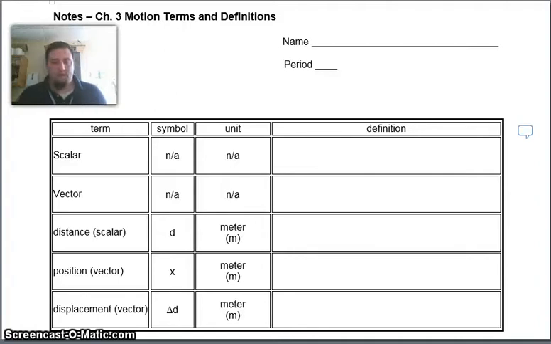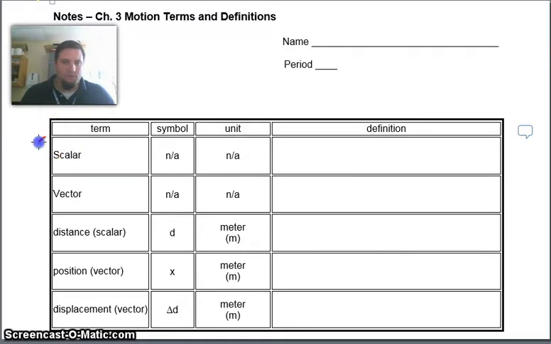All right, we are here. We are going to be working on Notes Chapter 3, Motion Terms and Definitions. It has two tables on it. We're going to be looking at the first table first and working through these definitions, so just follow along with your notes.